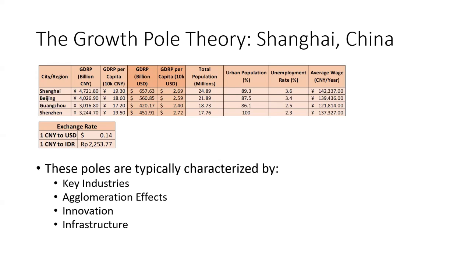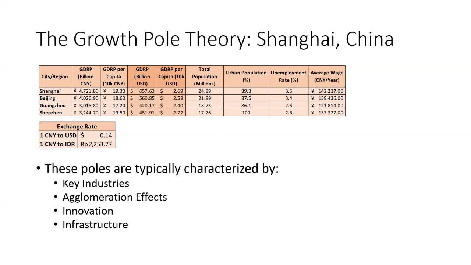These poles are typically characterized by, the first is key industry. Industries with high growth potential and strong linkage to other sectors. Shanghai boasts a diverse economy, prominently featuring finance, trade, manufacturing, high-tech, and a growing focus on advanced technology and innovation. Its port ranks among the busiest in the world, facilitating international trade.